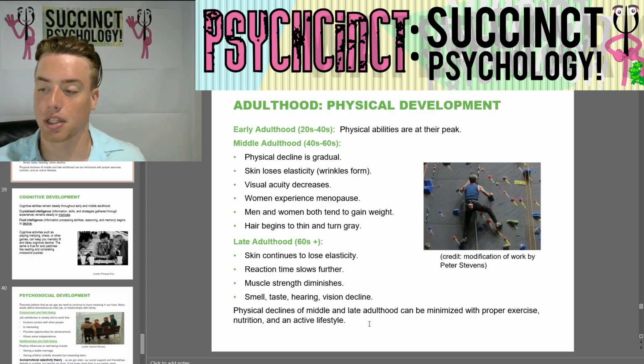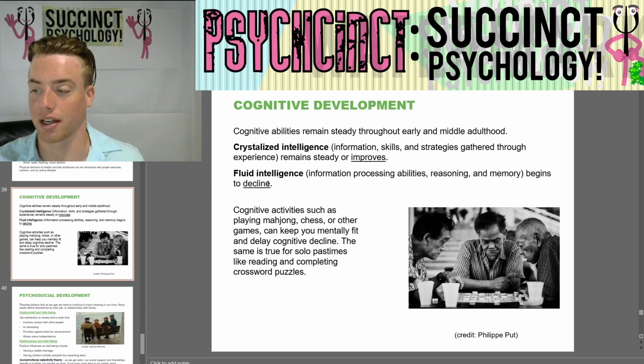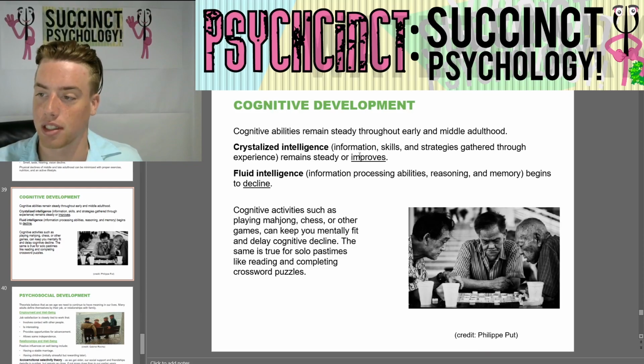Physical declines of middle and late adulthood can be minimized with proper exercise, nutrition, and an active lifestyle. So you can keep those kinds of declines to a minimum. Now we have cognitive development, and cognitive abilities remain steady throughout early and middle adulthood. You have crystallized intelligence, information, skills, and strategies gathered through experience, which remains steady or improves, and then fluid intelligence, information processing abilities, reasoning, and memory, begins to decline.